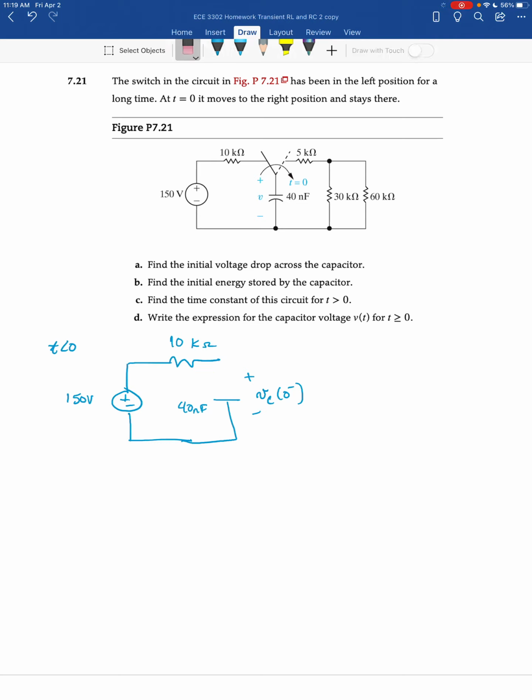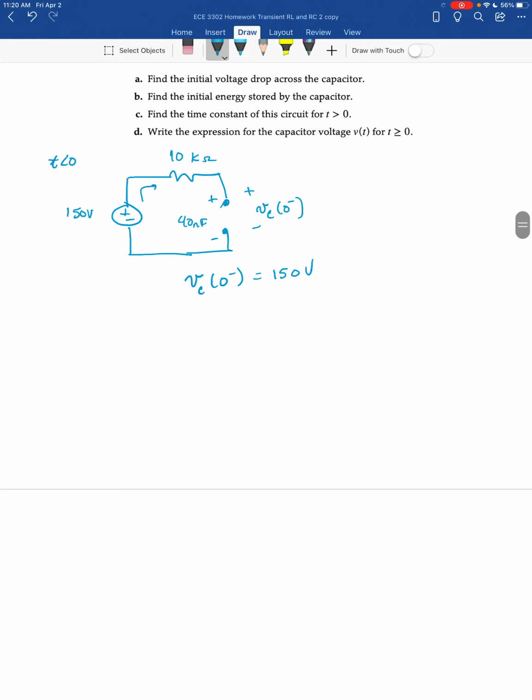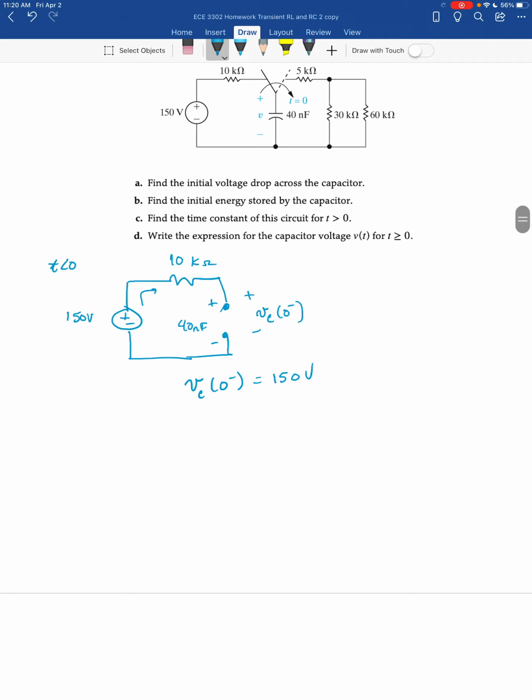All right, so looking at this problem, the capacitor under DC conditions, because the circuit's been sitting for a long time, looks like an open circuit, which means there's no current flowing here, which means that this 150 volts is going to appear across the open circuit. So we have VC at 0 minus is 150 volts.